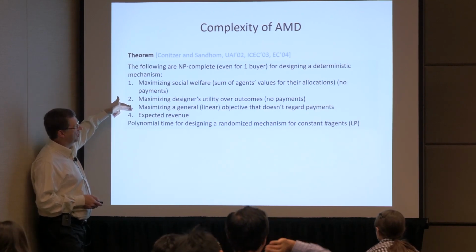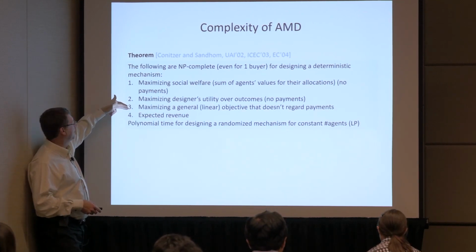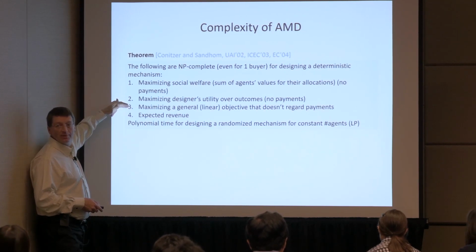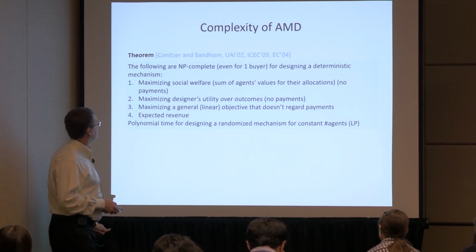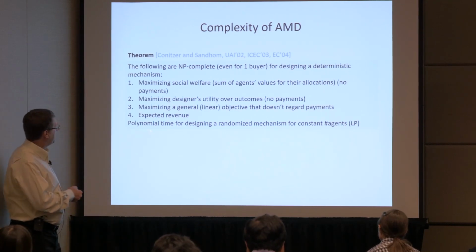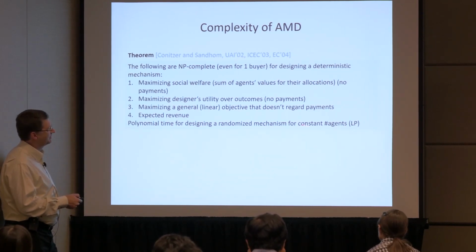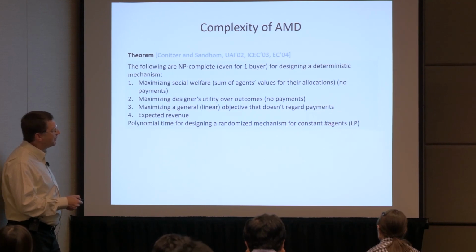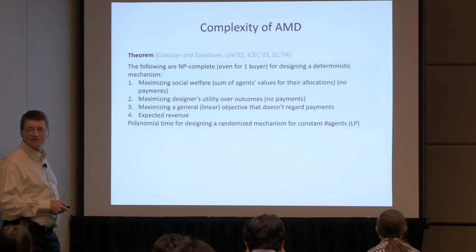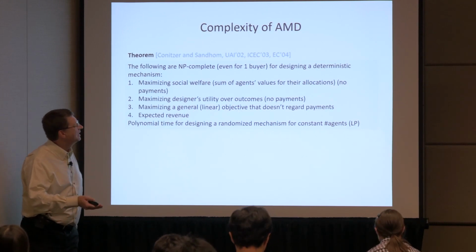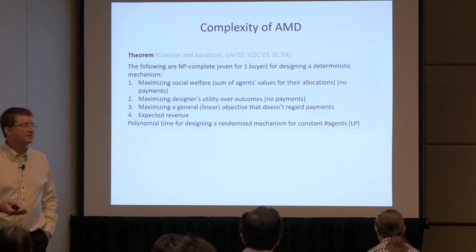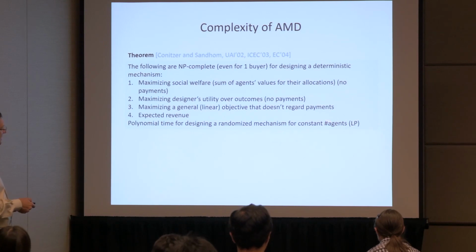Maximizing a general objective, even just a linear one, that doesn't regard payments, although payments are allowed. And expected revenue. And these are all polynomial time for designing a randomized mechanism if we consider the number of agents as constant. If the number of agents is viewed as a variable, then it's exponential in the number of agents. So you can think about this as an LP, and these are IPs, integer program versus linear program.